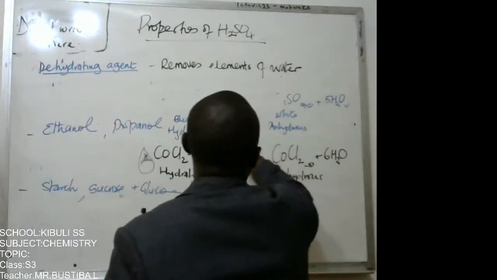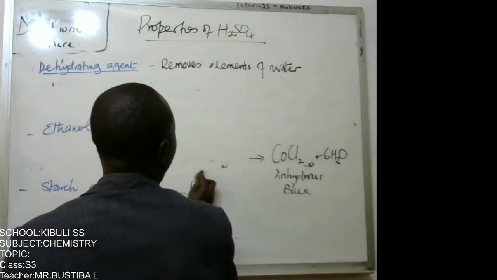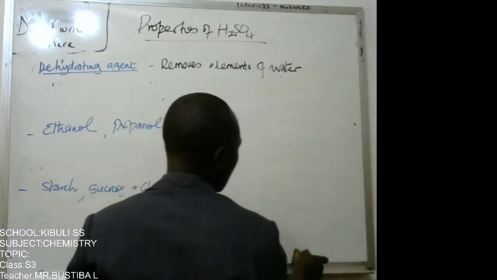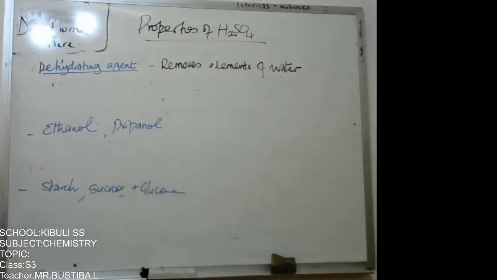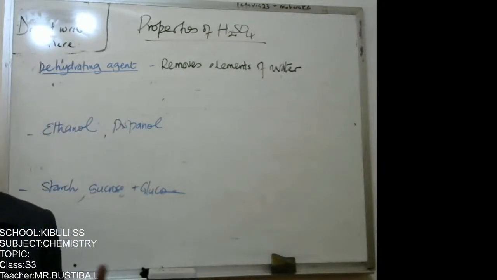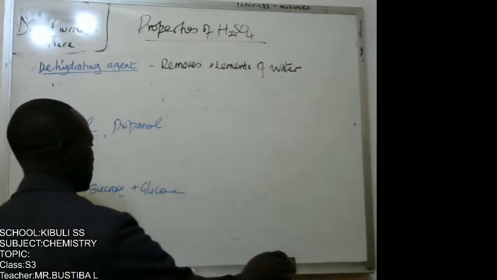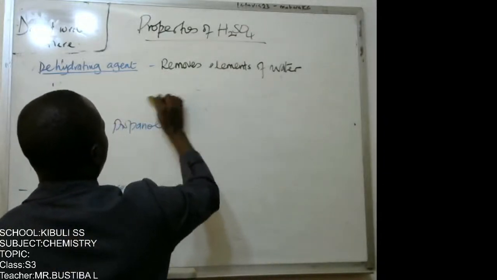For this matter, therefore, we use concentrated sulfuric acid as a drying agent to remove water from substances that are hydrated to become anhydrous. Explain how a dry sample of gas is prepared. What do you say? Pass the gas through concentrated sulfuric acid. Why? To dry it. It does not react, but it removes water. And indeed, sulfuric acid can remove water.